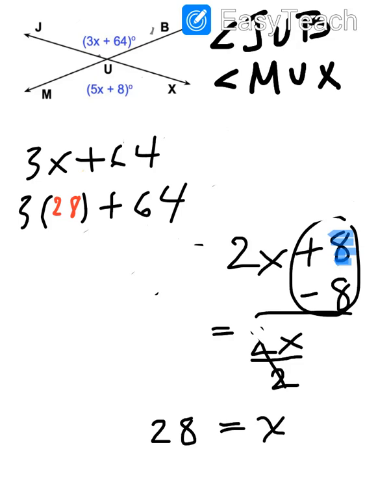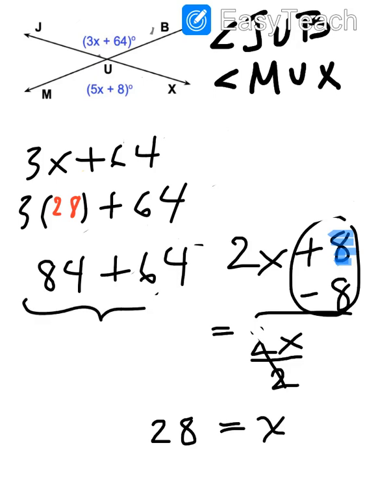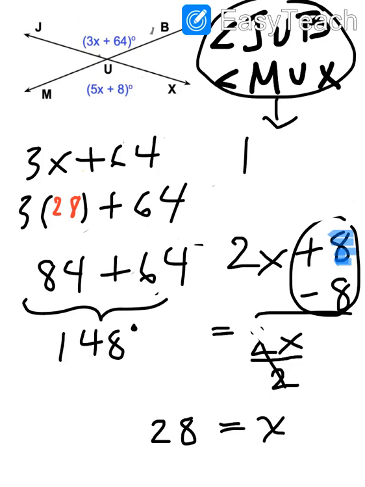3 times 8 is 24, so I write 4. Carry my 2. 3 times 2 is 6, plus 2 is 8. 84 plus 64 is going to give me 148 degrees. So both of these angles here are 148 degrees. There you go.